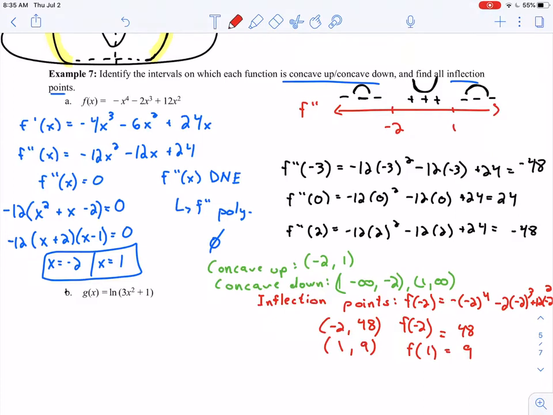So hopefully this feels really, really familiar to the problems that we were doing in the last section when we were talking about the first derivative test. We're essentially repeating a lot of this same process. We're just using the second derivative instead of the first derivative.